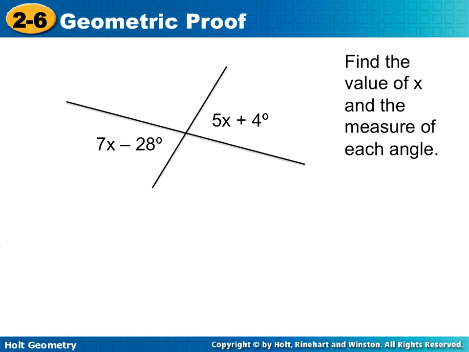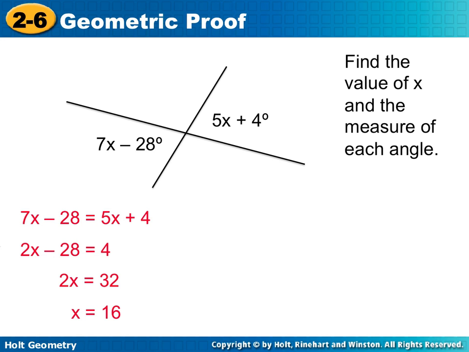Getting it solved? X is 16. There's my solving. I subtracted 5x and then added 28. When I substitute the 16 into the problem, I got 84 degrees for each one. That verifies that they were congruent, that that's the right solution. Problem? Yeah, there is none.